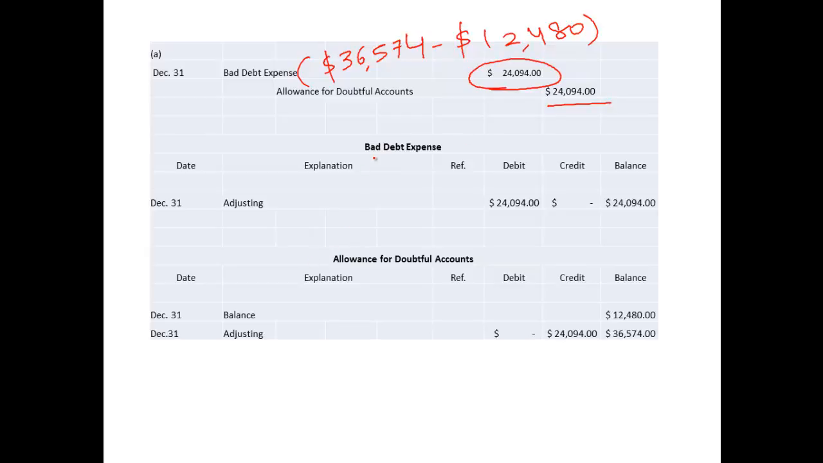Now, this journal entry will be posted to these two ledger accounts, bad debt expense and allowance for doubtful accounts. So, the adjusting entry will be debited as $24,094 on the debit side of bad debt expense. So, the balance will come out to $24,094, and the balance for allowance for doubtful accounts is given to us in the question as $12,480, and the adjusting entry will come at the credit side of $24,094. So, the total balance will come out to $36,574.